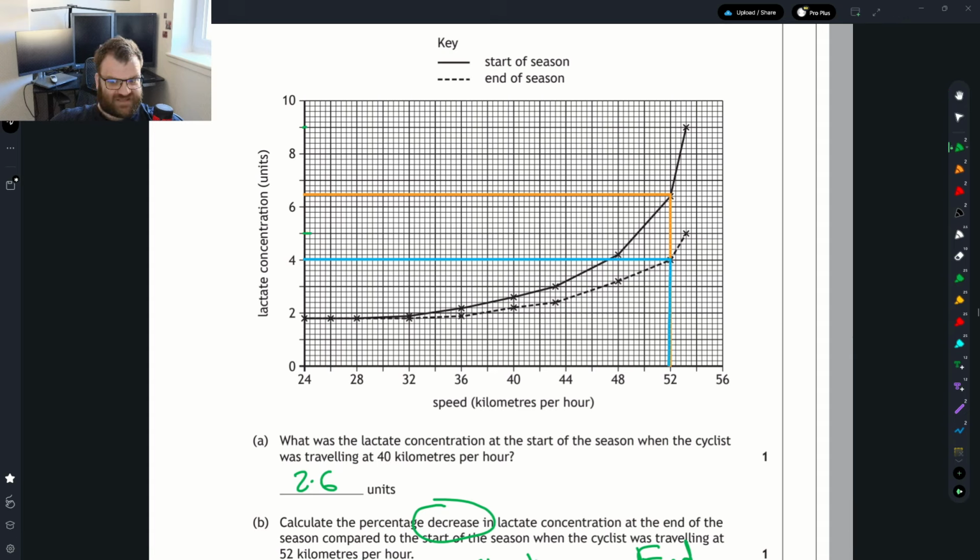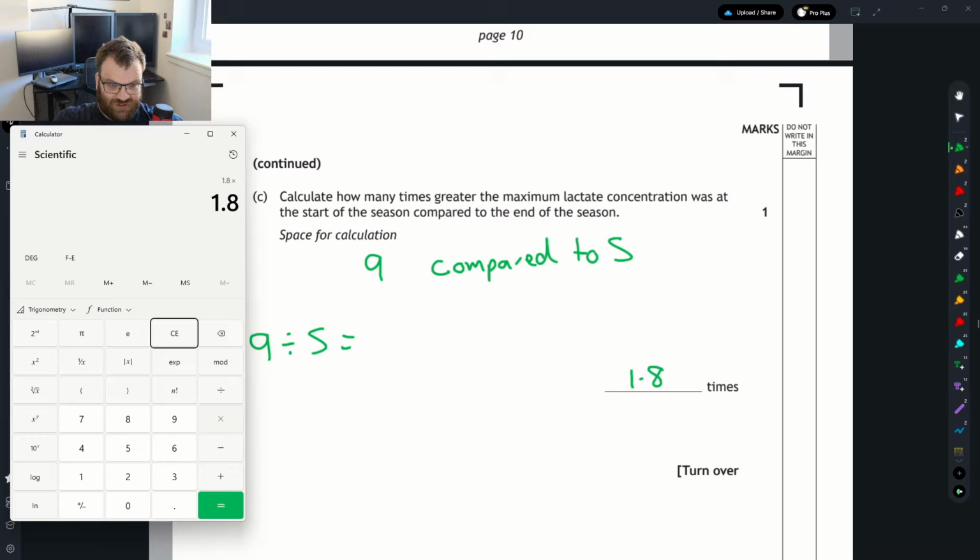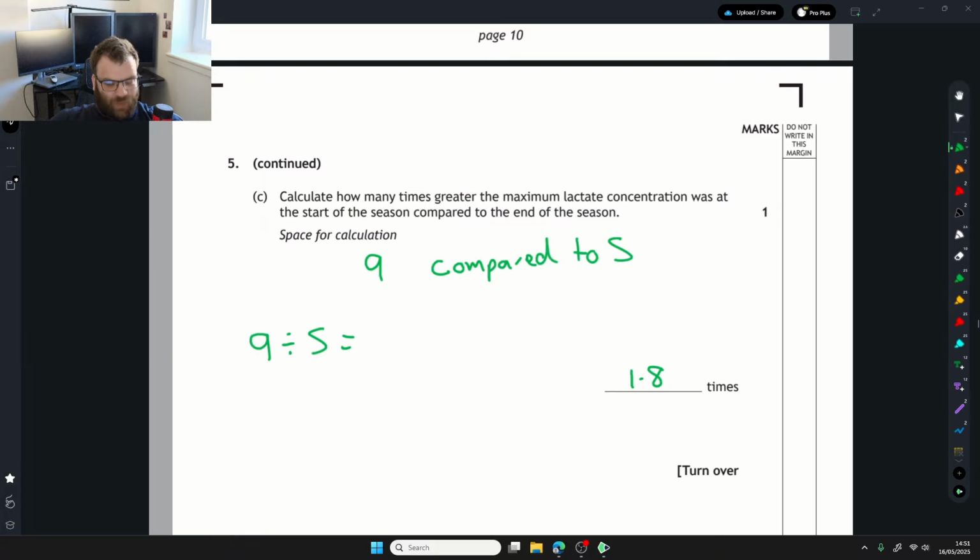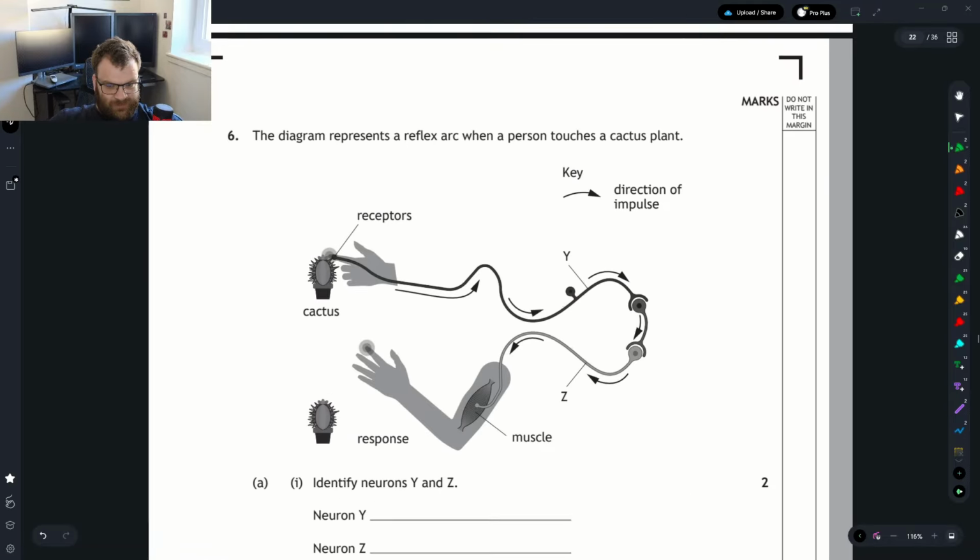So it's 9 compared to 5. And we want to see, how many times bigger is 9? So 9 divided by 5 should give us an answer. So it's 1.8 times bigger. Now to prove that, if that's true, then that times the smaller number gives you 9. That works. 9 is 1.8 times bigger than 5. That would give us an answer there.